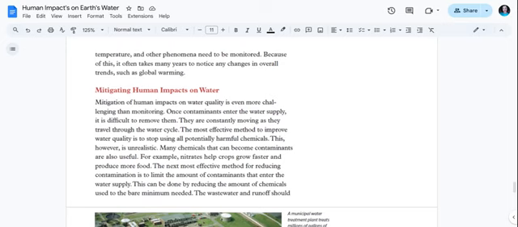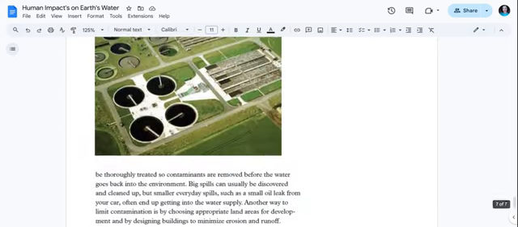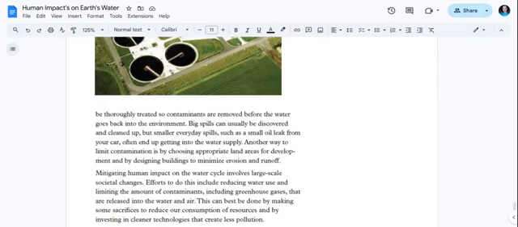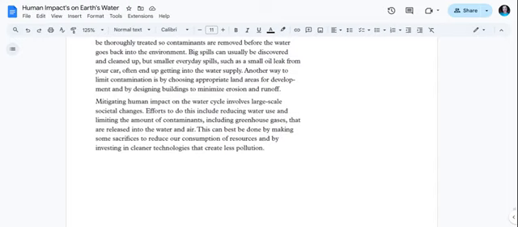The next most effective method for reducing contamination is to limit the amount of contaminants that enter the water supply. This can be done by reducing the amount of chemicals used to the bare minimum needed. The wastewater and runoff should be thoroughly treated so contaminants are removed before the water goes back into the environment. Big spills can usually be discovered and cleaned up, but smaller everyday spills, such as a small oil leak from your car, often end up getting into the water supply. Another way to limit contamination is by choosing appropriate land areas for development and by designing buildings to minimize erosion and runoff.